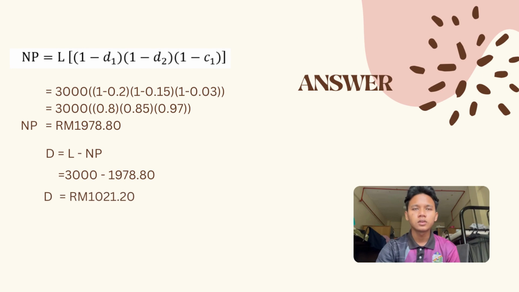In this question, we use the formula NP equals L, open bracket, bracket 1 minus D1, bracket 1 minus D2, bracket 1 minus C1, close bracket. After using the calculator, we got NP equals 109,078.80 ringgit. D equals L minus NP equals 3,000 minus 109,078.80 ringgit. So the final answer is D equals 121.20 ringgit.